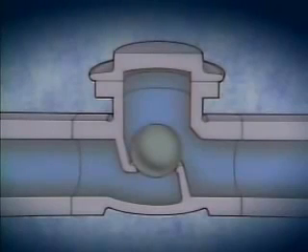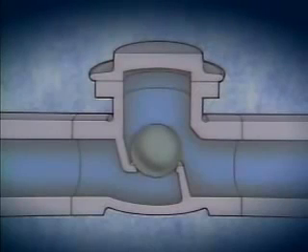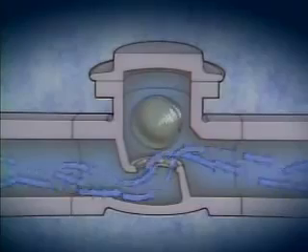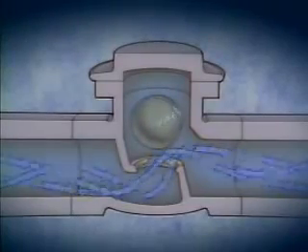As its name indicates, a ball check valve has a ball-shaped disc. Ball check valves can be designed to operate in either the vertical or the horizontal position. In this example, the valve operates horizontally. When fluid flows through the valve, the ball is pushed out of the seat by the pressure of the flow.